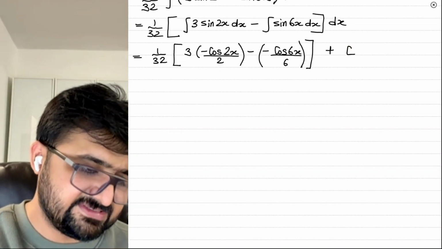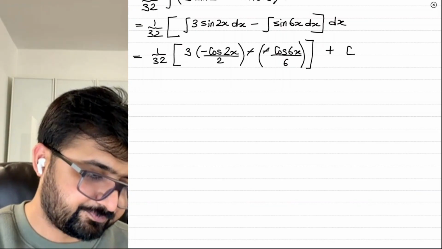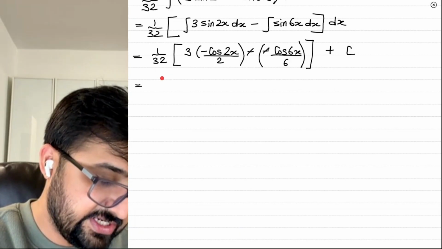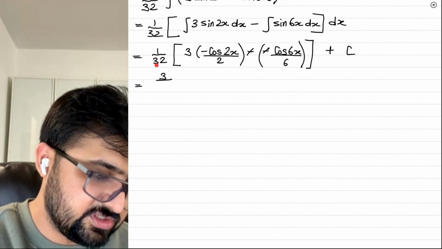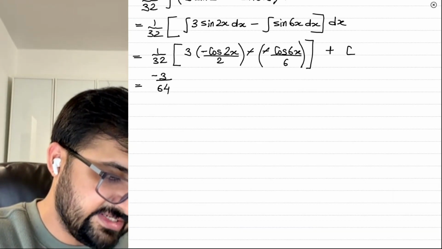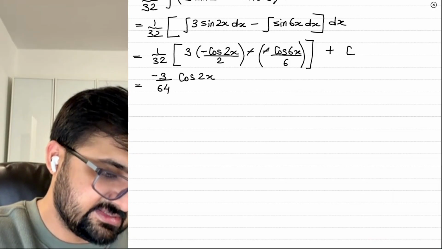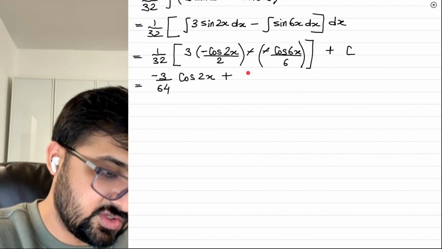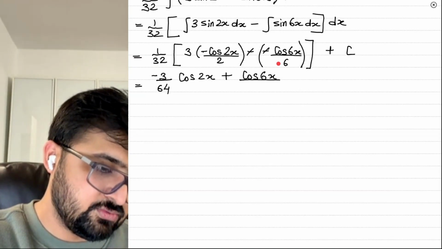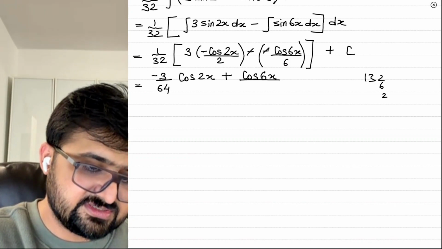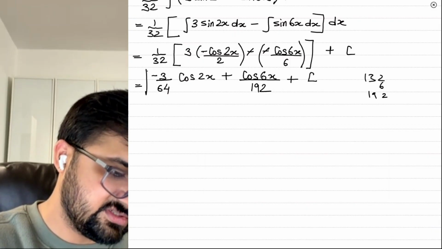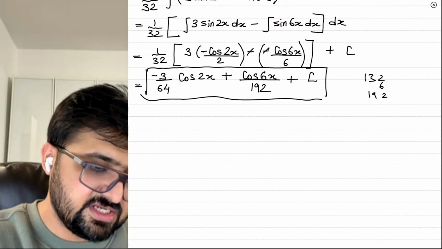Now it's just a matter of little bit of simplification. This negative negative will become positive. So this 32 can be multiplied inside really. So you get 3 over 32 times 2, which is 64, and minus cos 2x plus cos 6x divided by 32 times 6, which is 192, plus the constant of integration c, and that is your final result. I hope that makes sense.